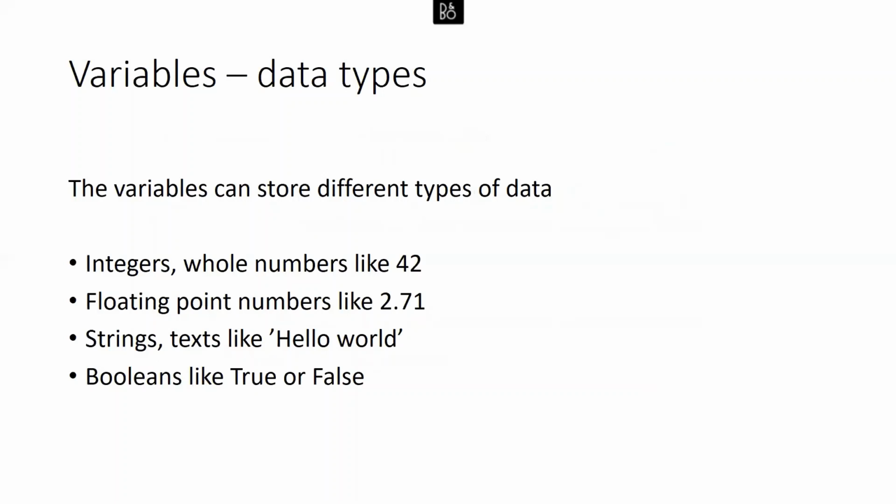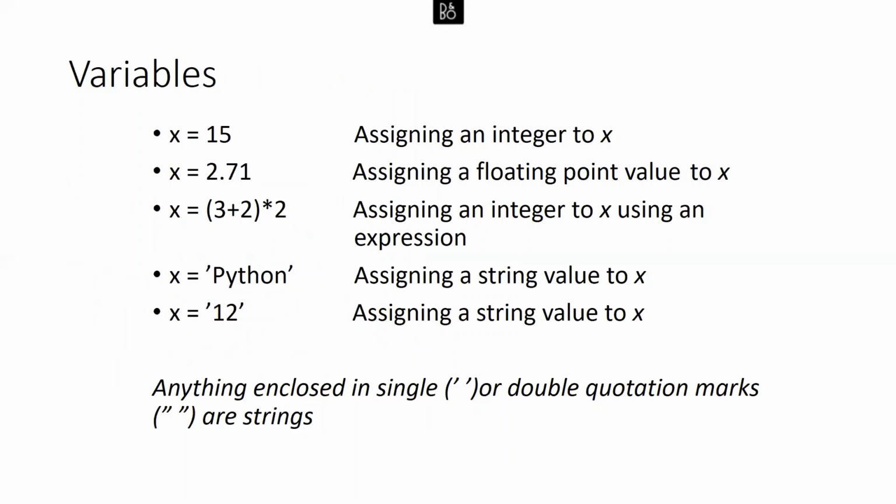There are different types of variables which have different properties. Some of the basic data types are integers, floating point values, strings, which are text, and Boolean values, which can take the values true or false. Here we see a few examples of assignments. The first example is the assignment we saw earlier. We assign 15 to x. 15 is an integer, a whole number. In the second assignment, we see an example of floating point assignment, or a float.